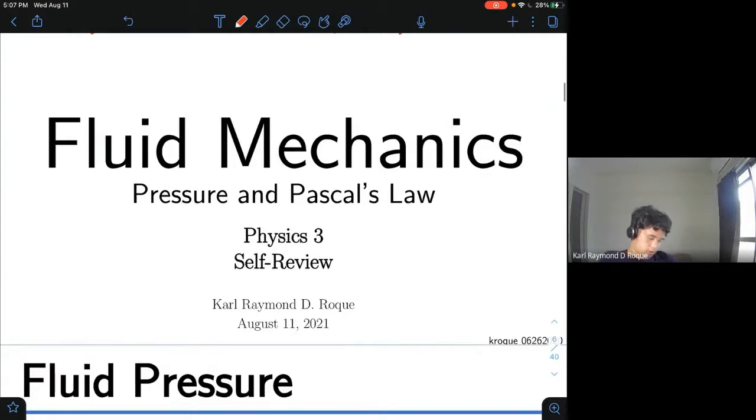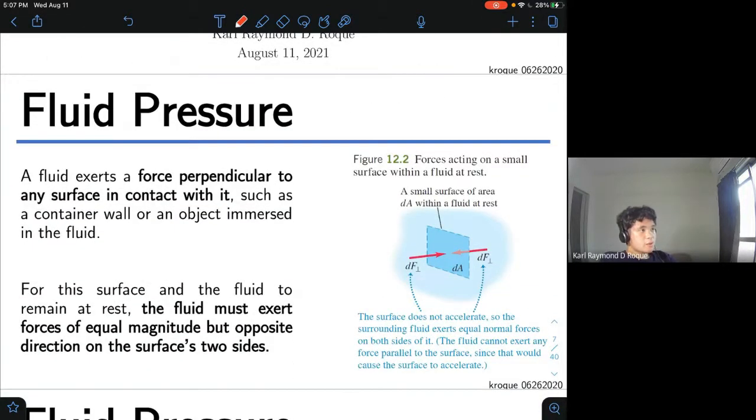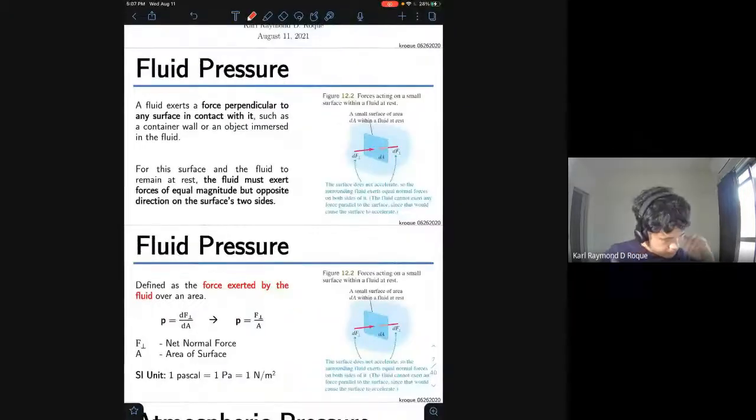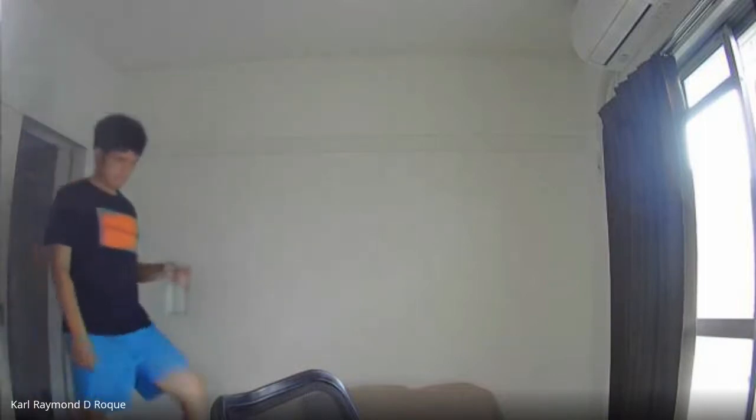Pressure in a fluid. Fluid pressure. So in fluids, guys, 'di ba may tubig kayo? Teka, kuha ako ng tubig para mas makita niyo. Nakika-out ako. Wait lang.